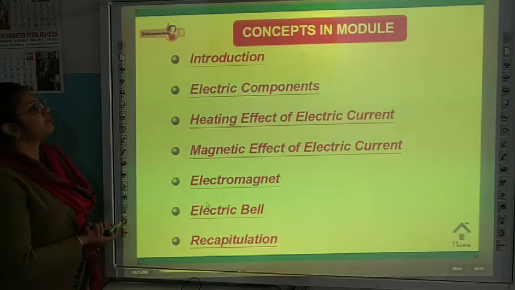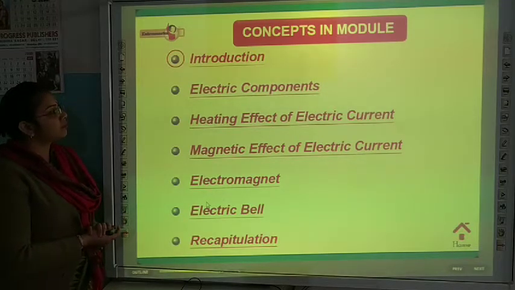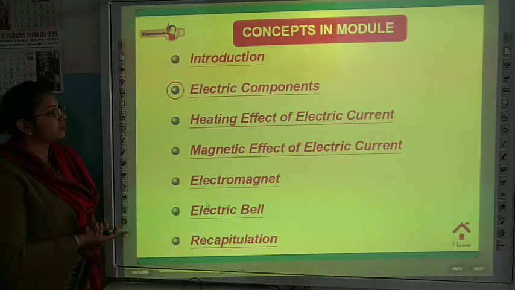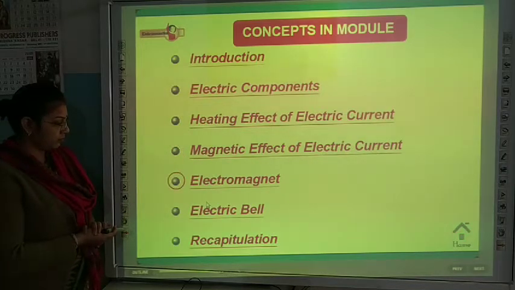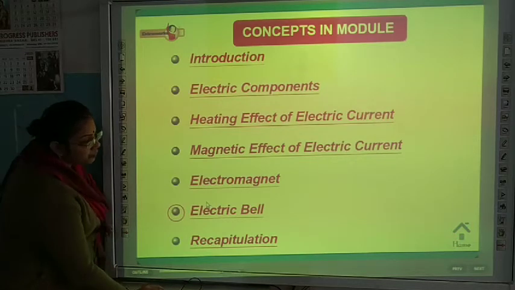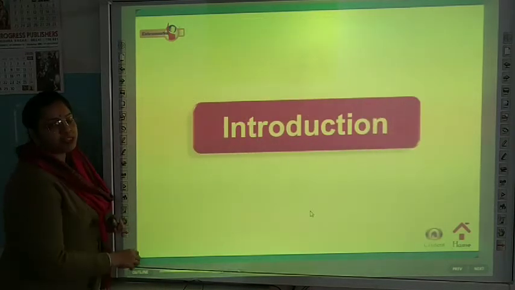In this chapter, we will study about Introduction to Electric Current and its effects, electric components, heating effect of electric current, magnetic effect of electric current, electromagnets, and electric bulb. So, now we start the introduction of this lesson.